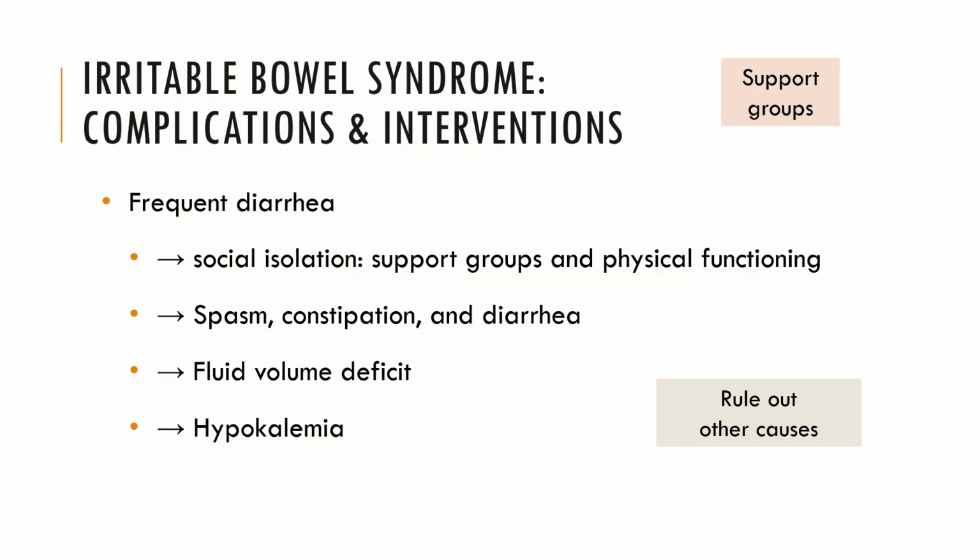And so getting them with support groups, because a lot of times they're going to socially isolate even past that trigger or past that flare up, and it's going to impact their physical functioning. And so we would want to focus on their emotional state. Dealing with spasms, constipation, and diarrhea, we want to rule out other causes. And so if they are dealing with other things in conjunction with this, we want to know about those as well.